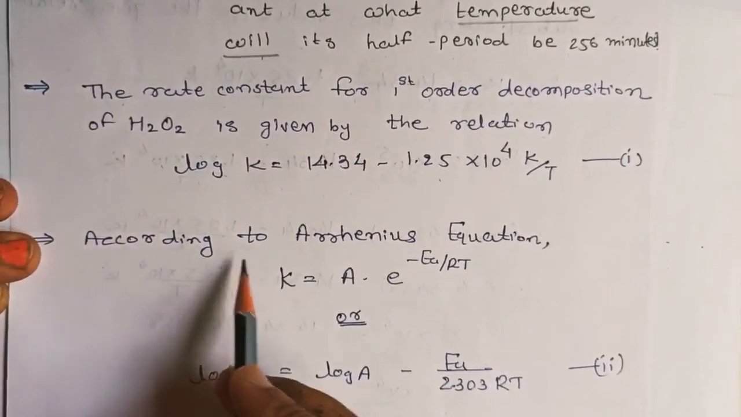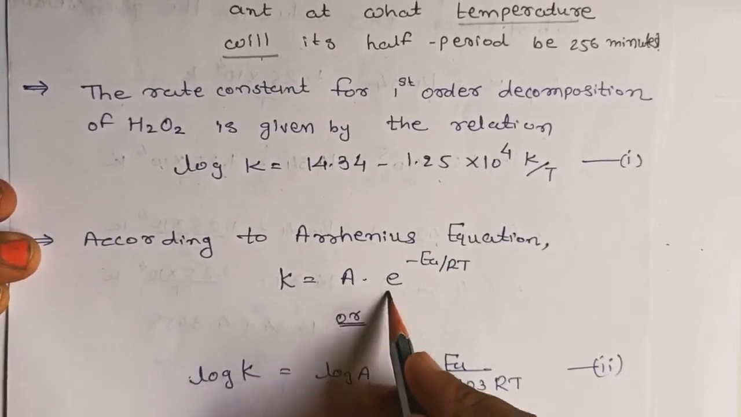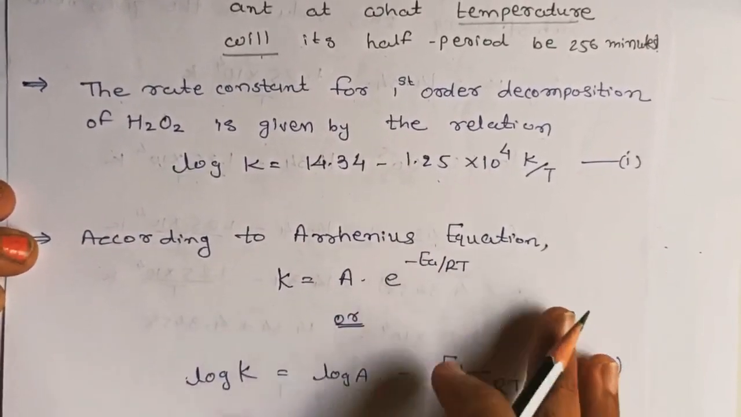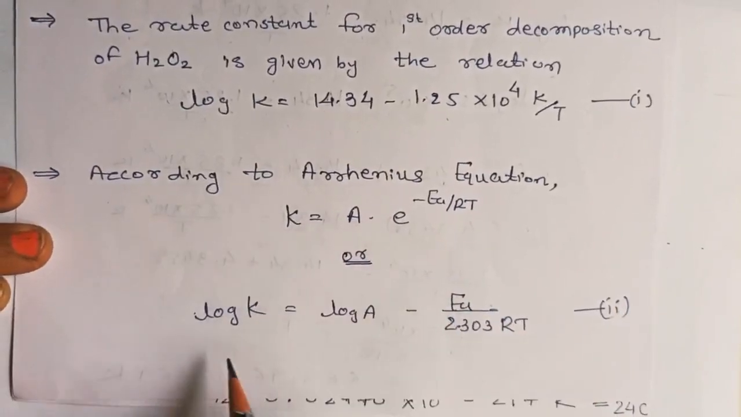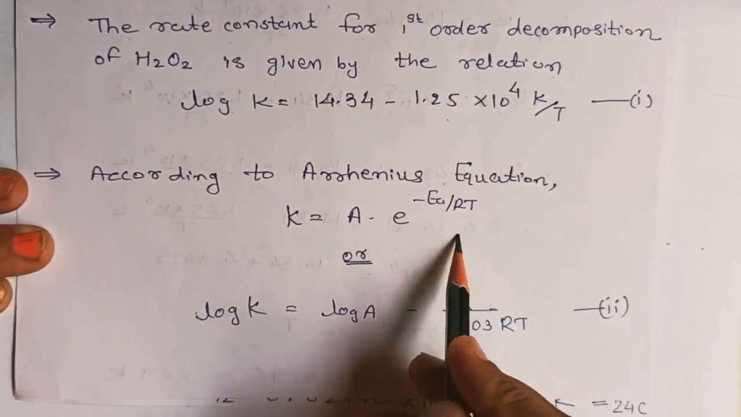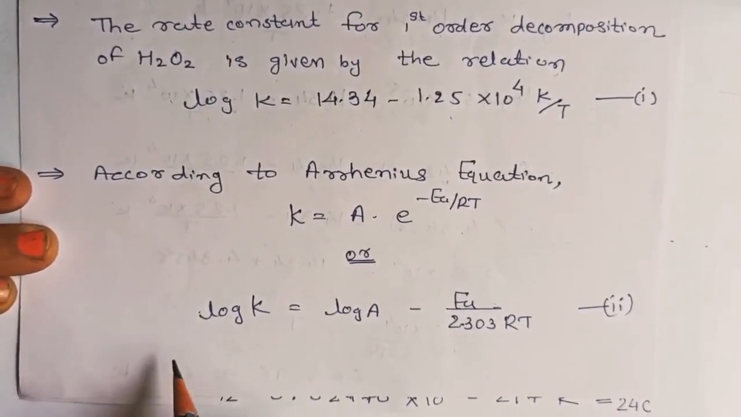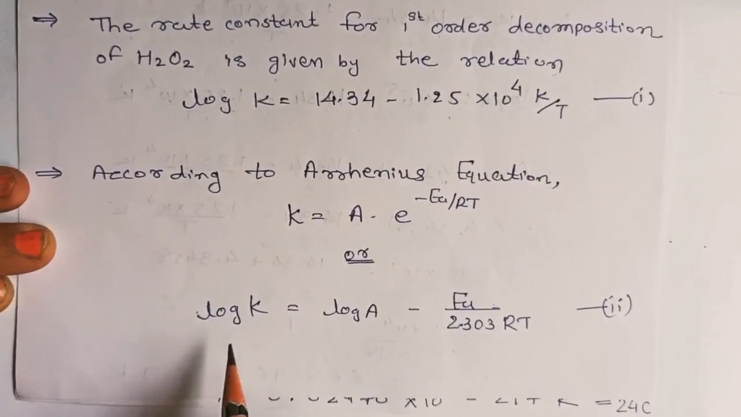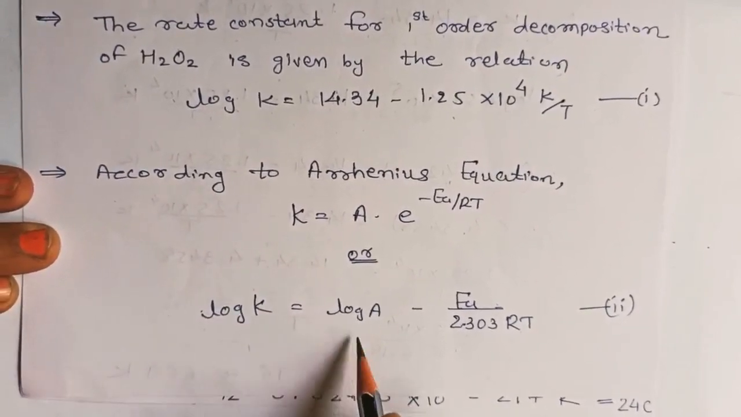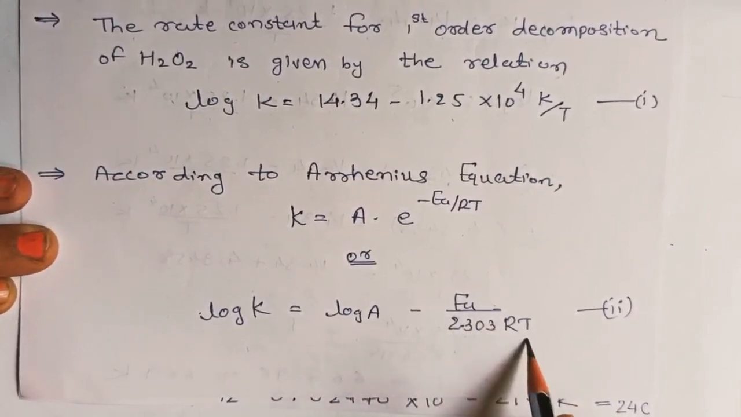Now according to the Arrhenius equation, we have the equation k is equal to A into e power minus Ea by RT. If we simplify that, we take log base e on both sides, and then convert ln into log base 10. We will get log k equal to log A minus Ea by 2.303 RT.